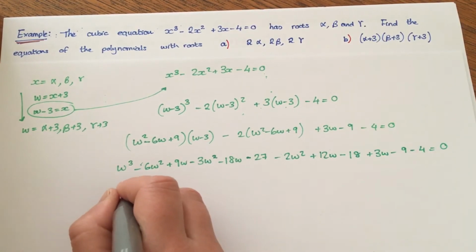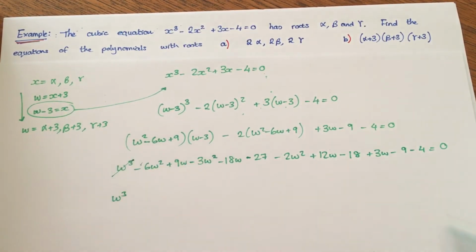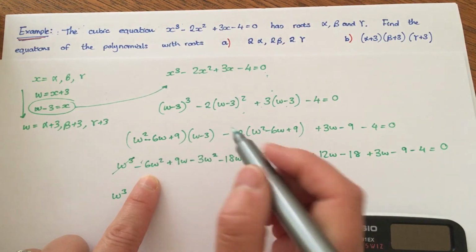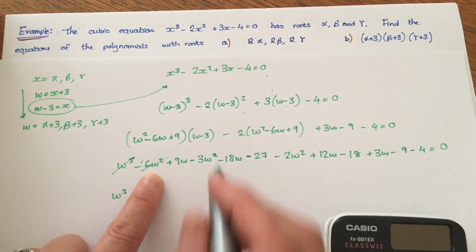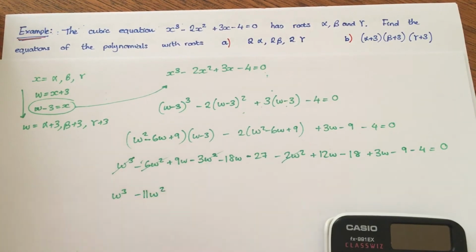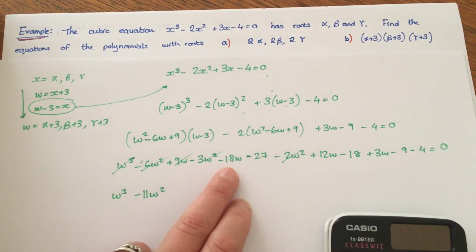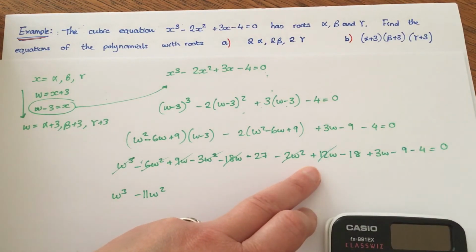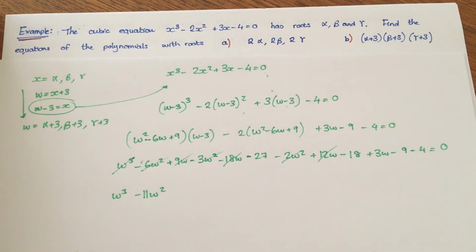So I've got w cubed here. That's done. Let's have a look at my w squared. I've got negative 6, take away 3, take away 2, minus 11. If I look at my w's, I've got 9, take away 18, add 12, add 3. 6. We didn't have 6 before. What have I done here? 9 take away 18.